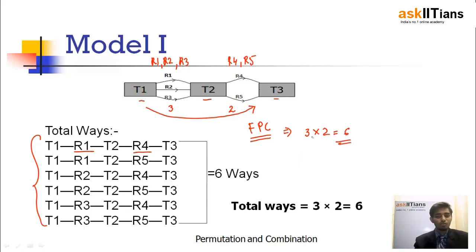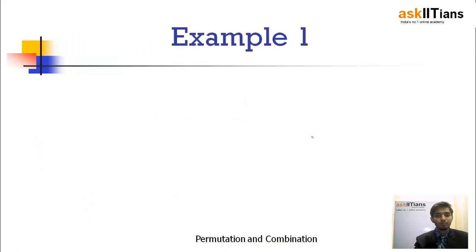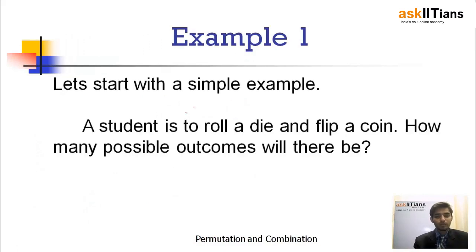Okay, let's see this through a different and a simpler example. If a student is to roll a die and flip a coin, so if I am rolling a die, what are the possible outcomes? Sample space will be 1, 2, 3, 4, 5 and 6. These are the possible outcomes if I am rolling a die. And if I am flipping a coin, then the possible outcomes, or I can say my sample space, can be either I can get a head or I can get a tail.